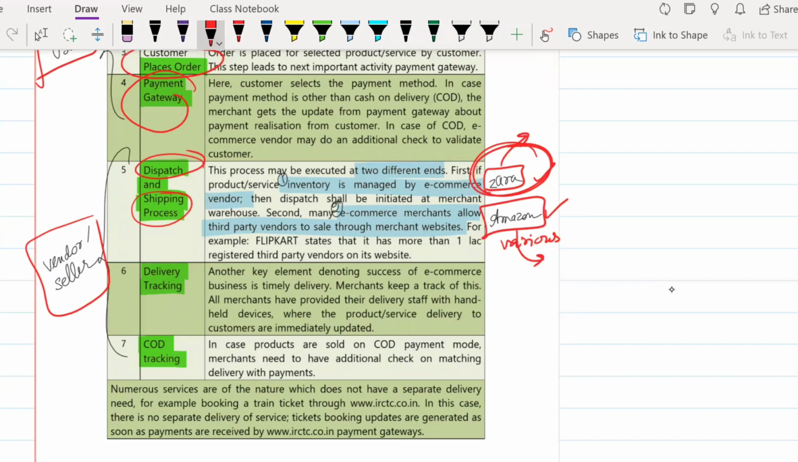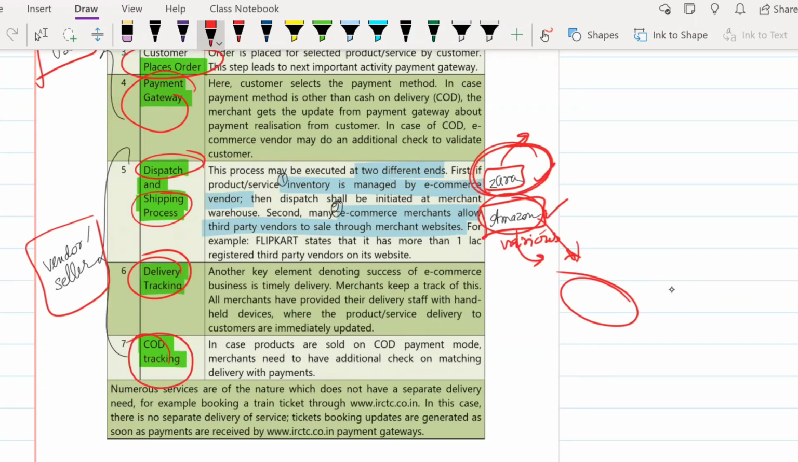Whereas in the case of Amazon, it does not only sell the clothes of Zara, but also clothes of various other brands. So here Amazon has to inform the vendor, whoever is there, and the vendor has to start with the dispatch and shipping process. Next is delivery tracking. Once the product starts its shipment, the vendor has to provide the customer with proper delivery tracking details.